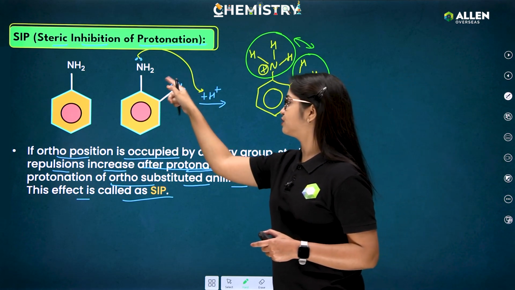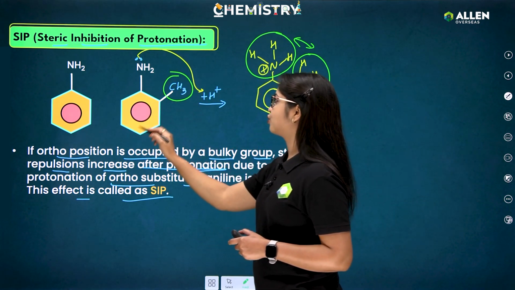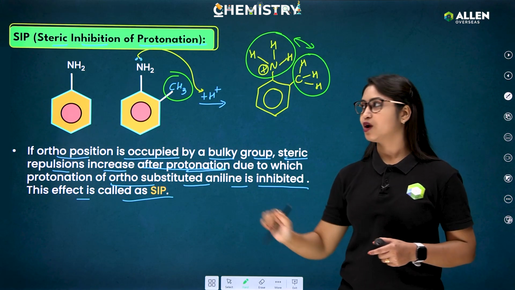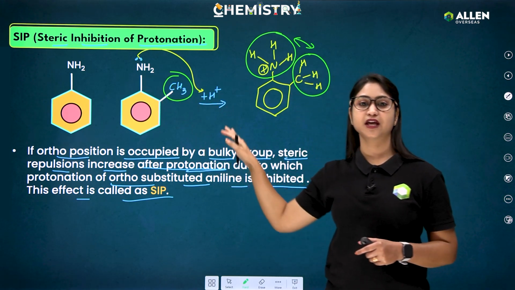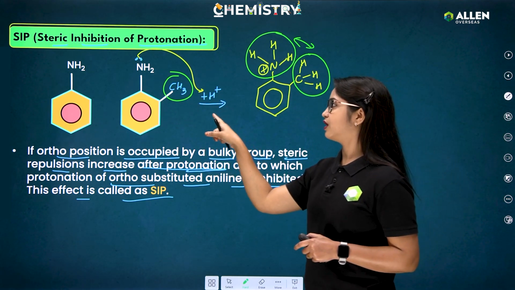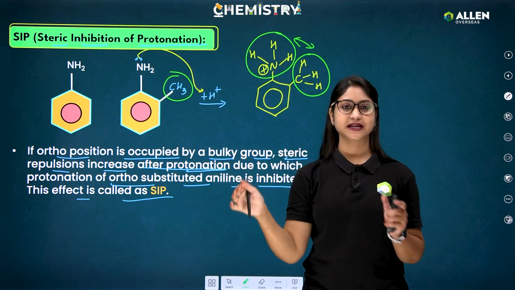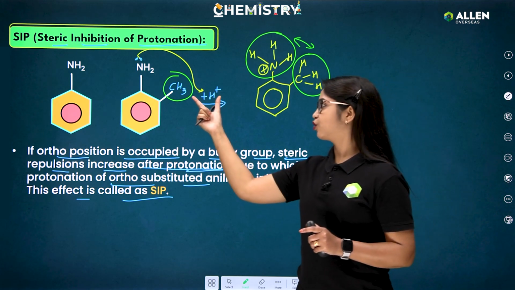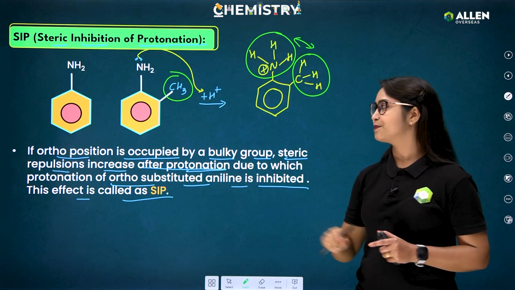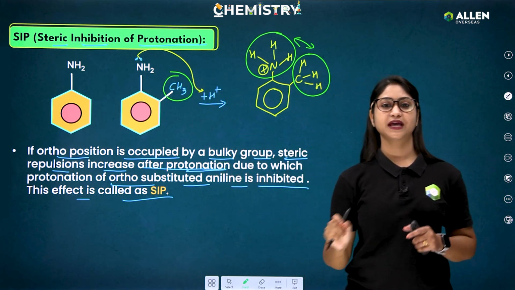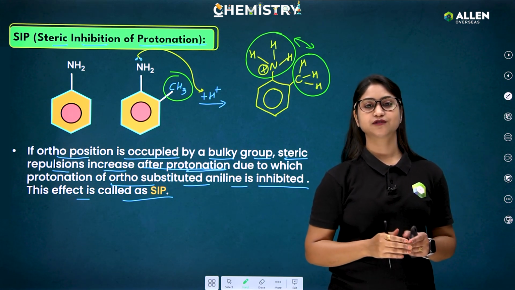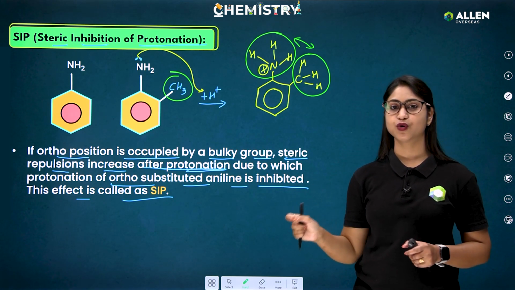So we can say due to this group, due to this ortho group, the protonation of NH2 is inhibited. Okay, that's why we are calling it steric inhibition of protonation. Due to the steric repulsion caused by the group present at the ortho position, the protonation of NH2 is inhibited. That's why it is called steric inhibition of protonation.